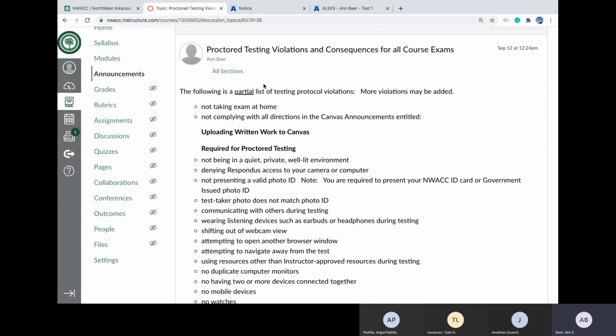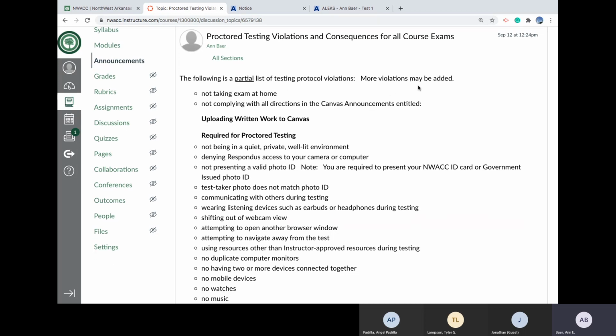And I chose to write this from the point of view of what are violations. The following is a partial list of testing protocol violations. More violations may be added. We didn't start using proctor testing like that until this summer. And honestly, we didn't have that many classes in the math department. So let's look at these.